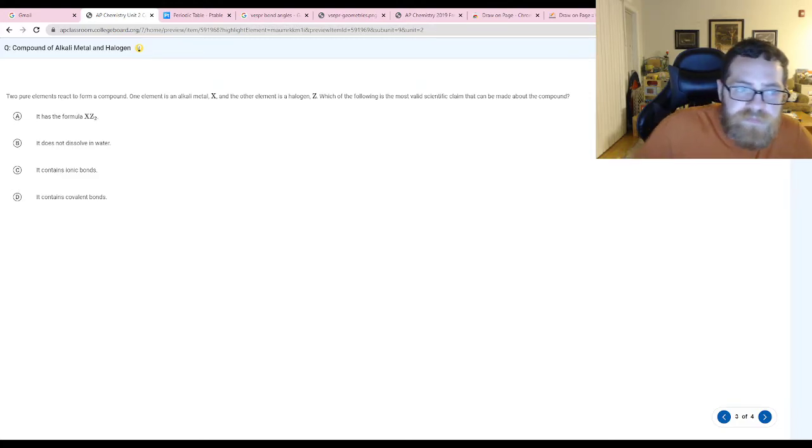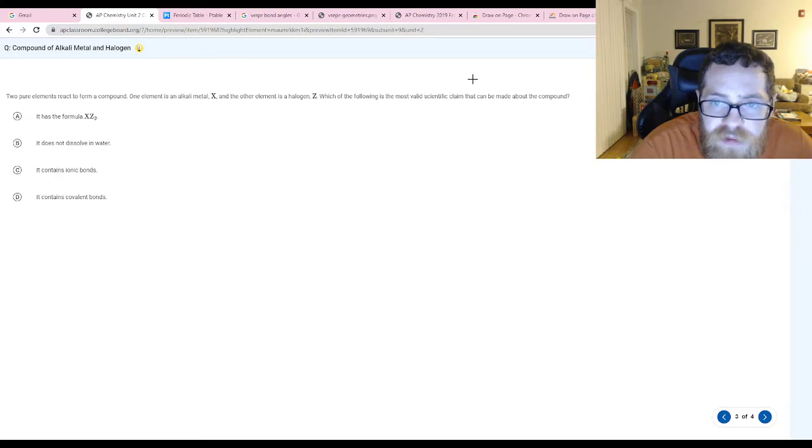Try this. So, alkali metal is the first column, the first family, our group 1. That means they form 1+ charges.